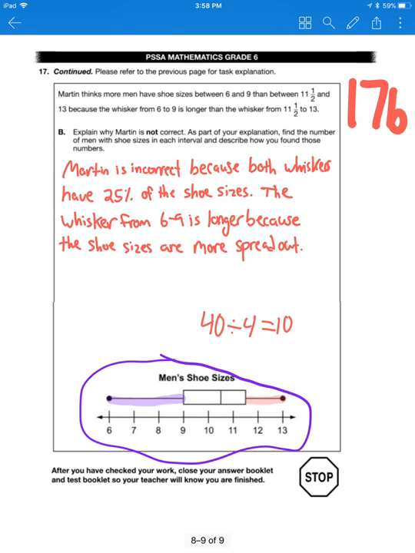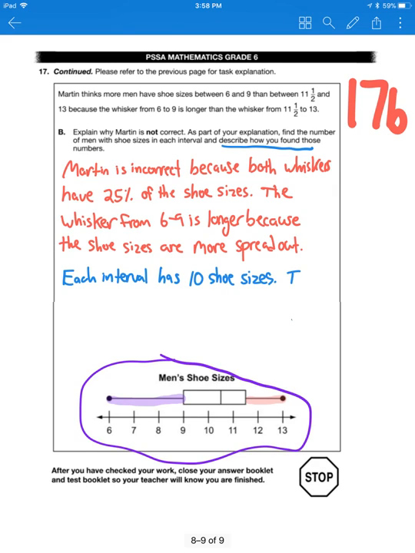So what I'm going to do is erase that here. All right, so let me think through this. I might not pause it here while I think through it. I'll switch to blue for this part. All right, so find the number of men whose shoe sizes. All right, so now let me say that. I'm going to say each interval has 10 shoe sizes. That's my answer, but I need to describe how I found those numbers.